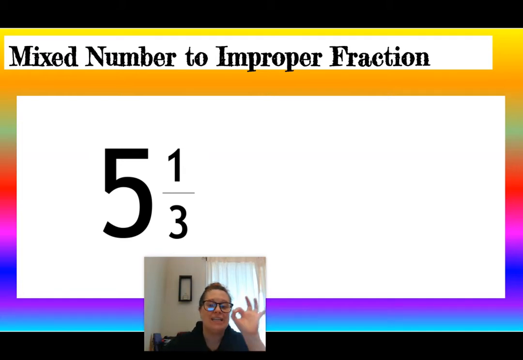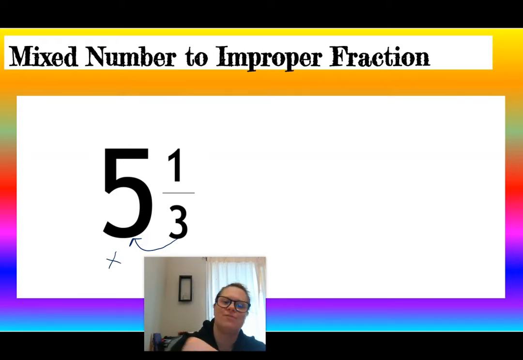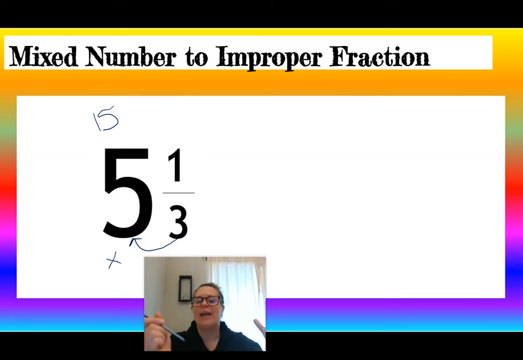We're going to take our denominator and multiply by the whole number. So I'm going to take my 3 like this, and I'm going to multiply. What's 3 times 5? Hoping you say 15, because that's what it is. 3 times 5 is 15. Now you're like, what? I can't remember.